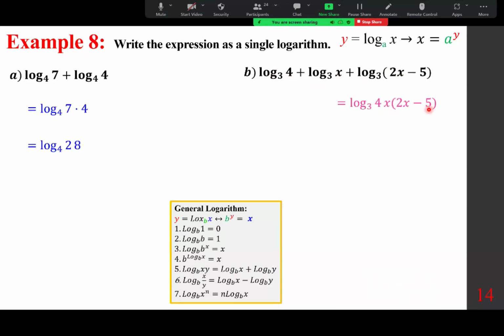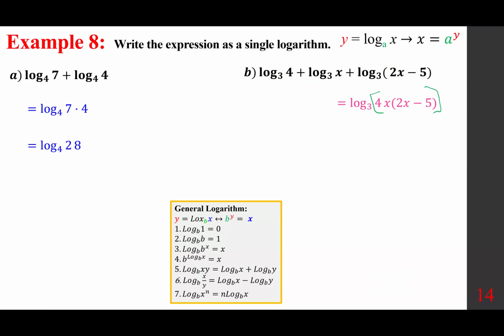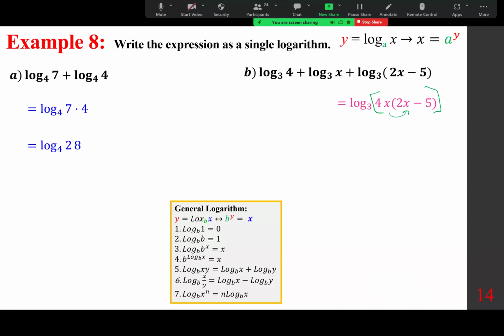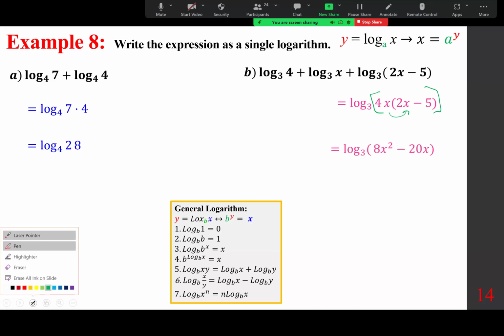Now, first and foremost, I didn't put a bracket on purpose here, but really it's a good idea to have a bracket, meaning the whole thing represents the argument of log. Secondly, it's a good practice to distribute. When you do that, 4x times 2x gives you 8x squared. 4x times negative 5 gives you negative 20x. So the final answer would look like this: log base 3 of 8x squared minus 20x, because we are distributing.